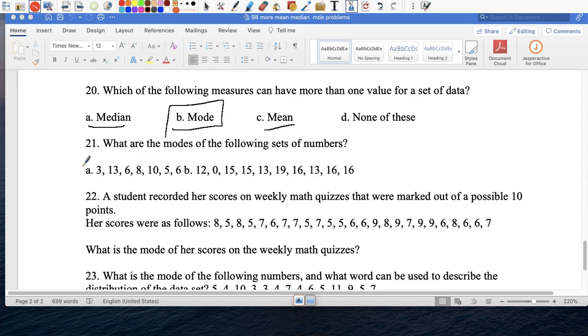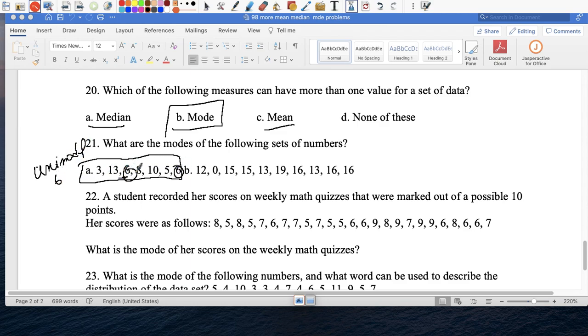Okay, so for A, let's talk about A. Find the mode here. The numbers for A are 3, 13, 6, 8, 10. So for A there is no mode, because none of the numbers show up more than once. Oh, actually, I'm sorry. Unimodal, or one mode, which is 6. The 6 shows up twice.